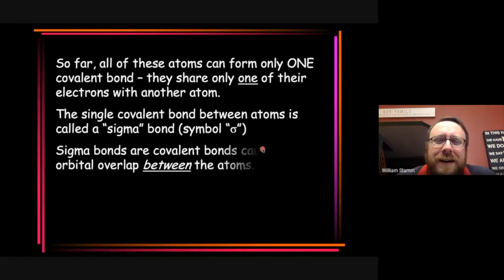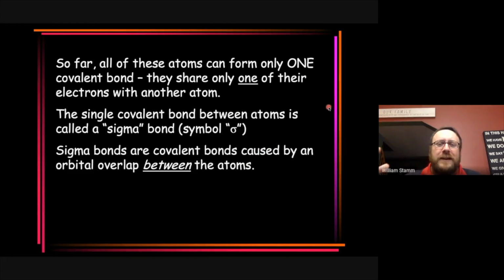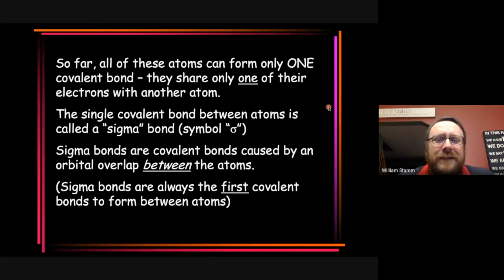The sigma bond basically forms when the outer orbital of one atom and the outer orbital of the other atom come together and overlap. That overlapping is called a sigma bond. There's actually going to be another kind of bond too when we get to other ones, but that's the kind of bond in a single covalent bond. So hydrogen does that, fluorine, chlorine, bromine, and iodine. It's always the first covalent bond to form between atoms. Always the first one. Every covalent bond forms a sigma bond first.